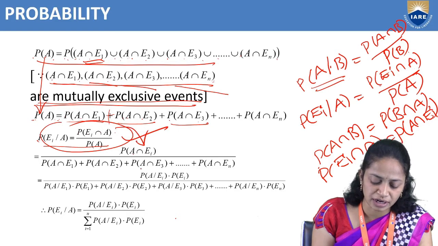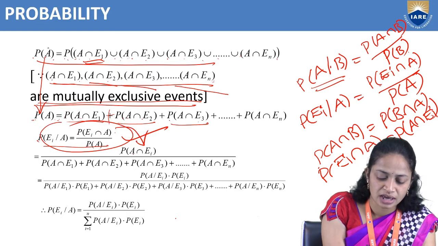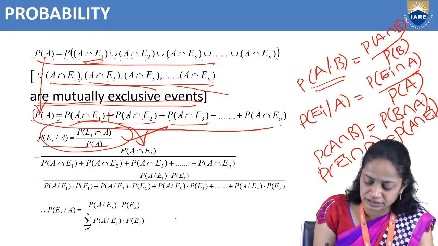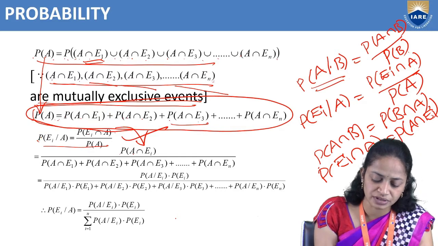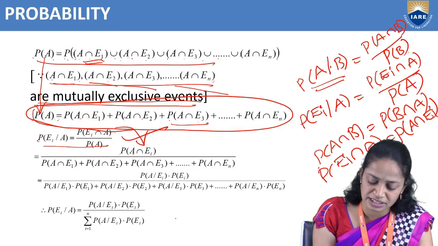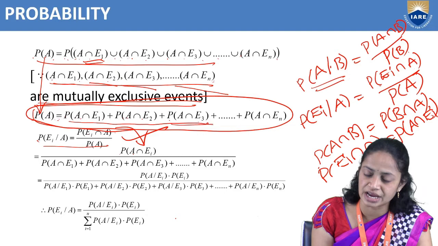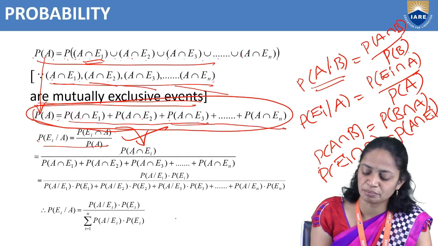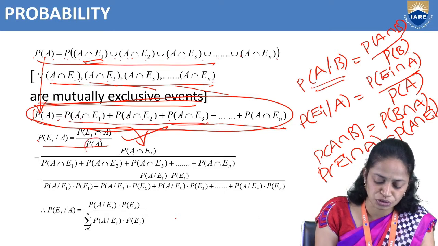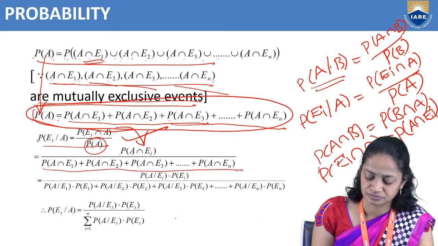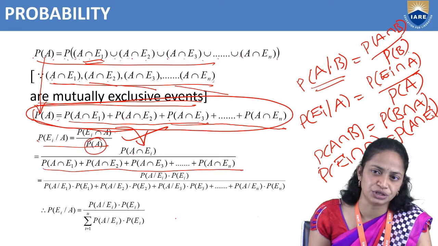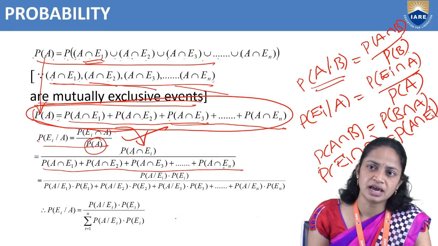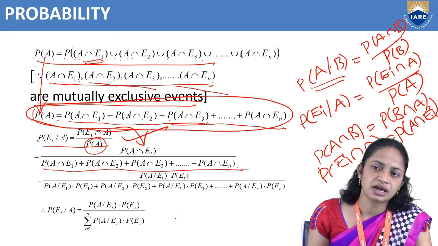Divided by P of A. What is P of A? P of A equals P of A intersection E1 plus P of A intersection E2 plus P of A intersection E3 plus, and so on, P of A intersection En. So substitute the P of A value here.